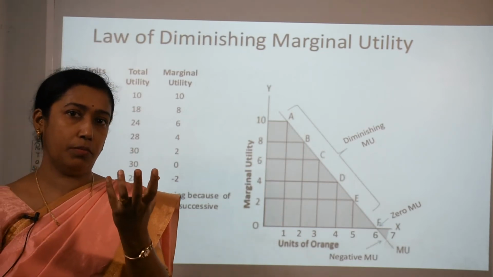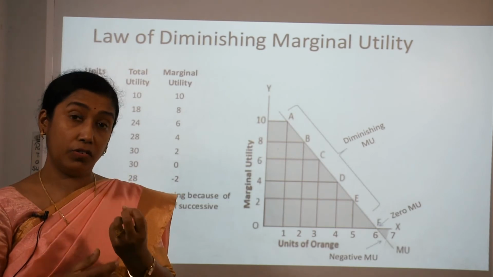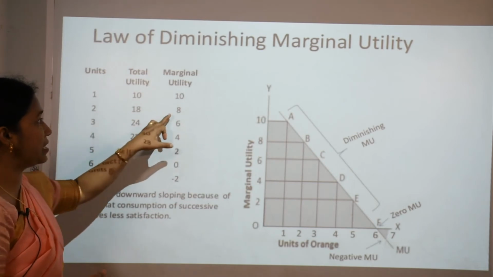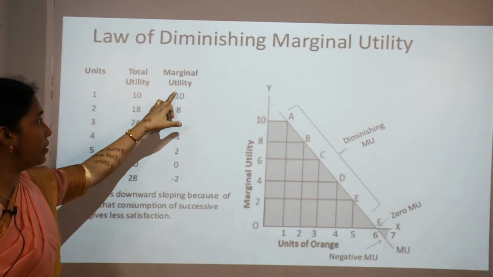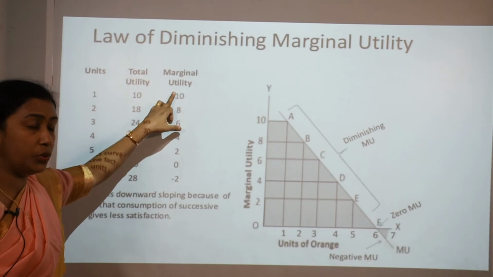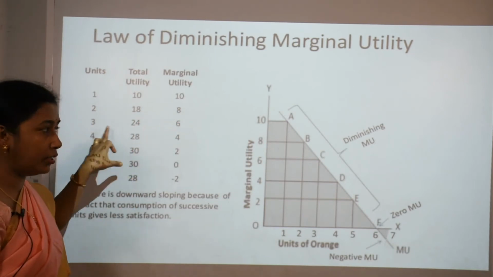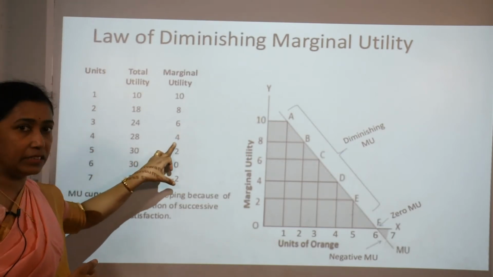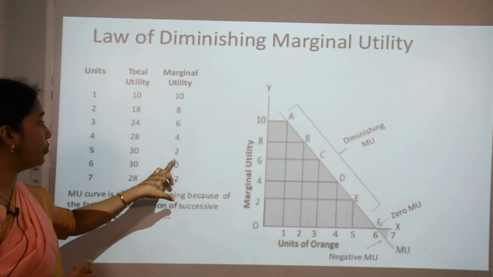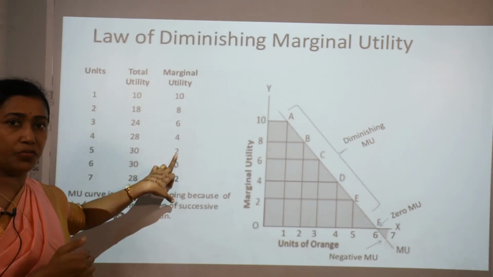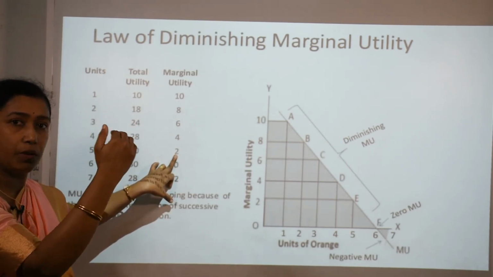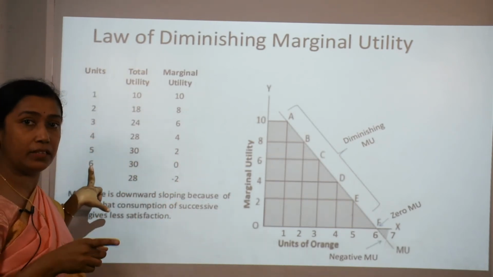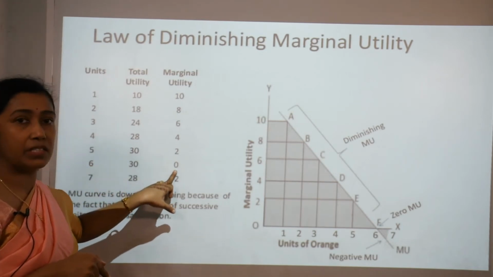The first bite or the first unit of orange has given him the highest satisfaction. As he consumes the successive unit, the second unit of orange, it will give him lesser satisfaction compared to the first orange. Then he eats the third, again the marginal utility will decline. As he ate the fourth, again it will decline. It happens up to the fifth unit of orange, his marginal utility keeps on declining. But what will happen when he eats the sixth unit of orange? Now it is completely 0.